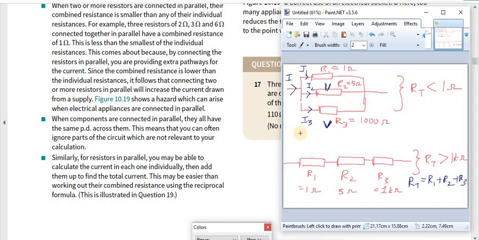Some books use the word node for junction, especially the American textbooks. Americans use the word node for junction. The British say junction instead of node.